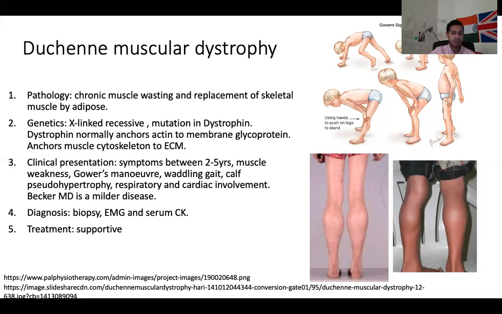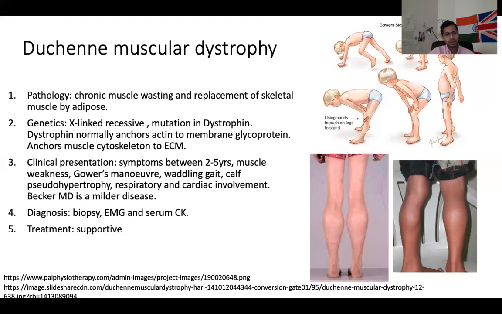So clinical presentation: usually you have symptoms between 2 to 5 years. They can even present at 1 year old. Why 2 to 5 years? Because most children are walking definitely by 2 years old. And by 5 years, they can perform some complex gross motor activities, which can actually tell us if they have got a muscular dystrophy.